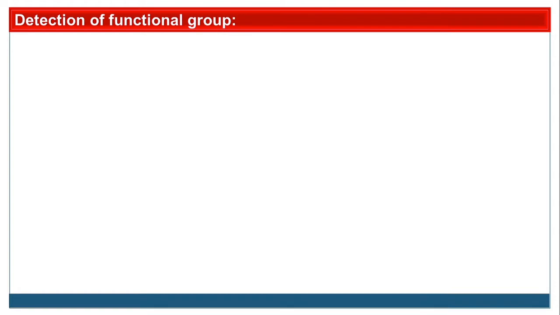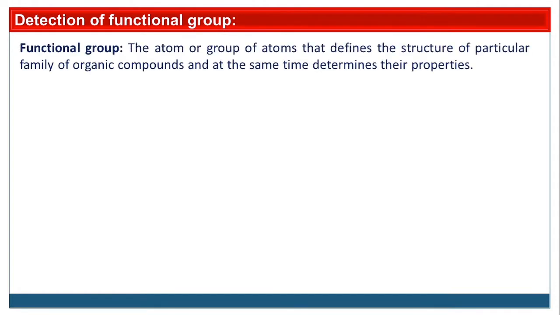CHO elements. First, what is a functional group? A functional group is an atom or group of atoms that defines the structure of a particular family of organic compounds and at the same time determines their properties. Like alcohols: all alcohols contain the OH functional group. So that is the family. If an organic compound contains OH, its chemical properties as well as physical properties depend upon its functional group. That's why determination of the functional group is very important.